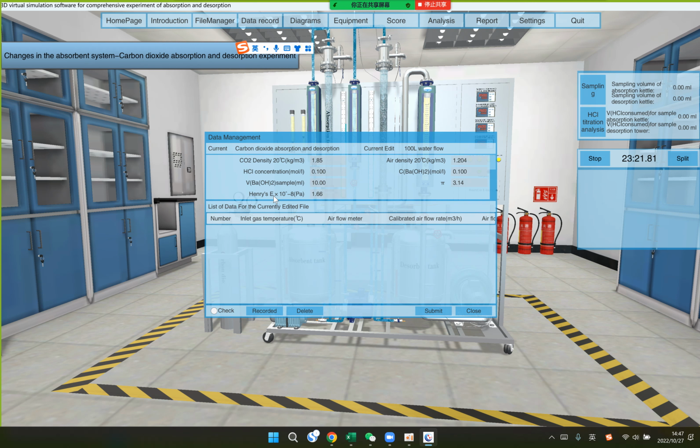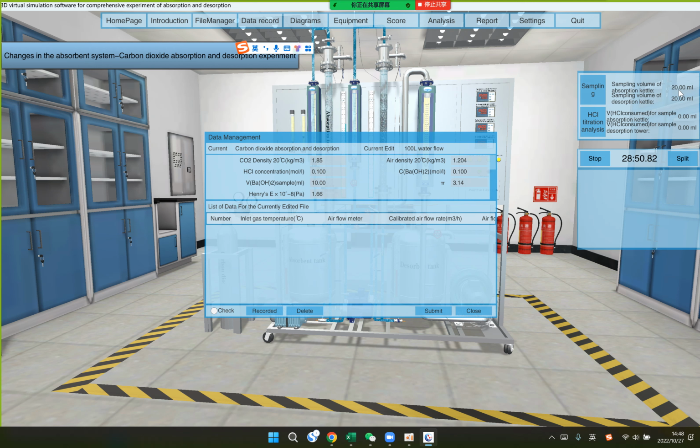Carbon dioxide absorption follows Henry's law, while ammonia absorption follows another law. So we use Henry's law to do the calculations. After you finish the experiment, after 20 minutes have passed, you simply click the sampling.